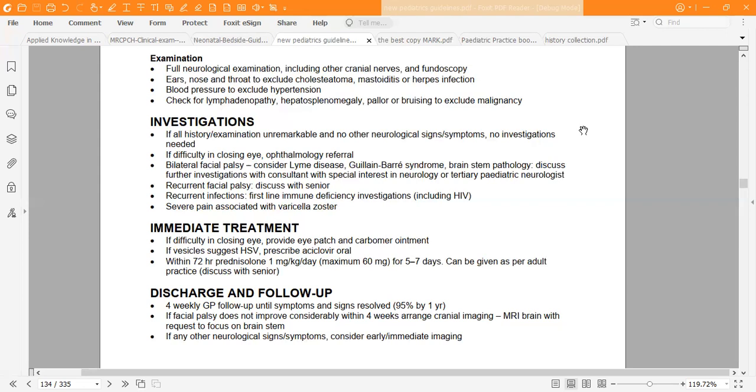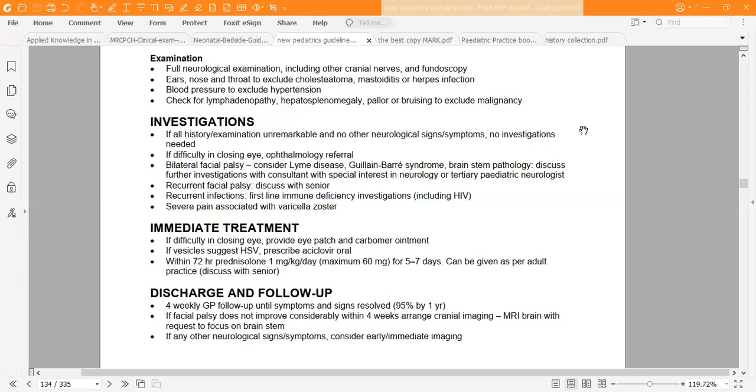So in here, it depends whether you have unilateral facial palsy or bilateral facial palsy. If you have bilateral facial palsy, you put Lyme disease, Guillain-Barré syndrome, and brainstem pathology in mind, which is brainstem tumor, cerebellar tumor, whatever. You have to put all the pieces together.